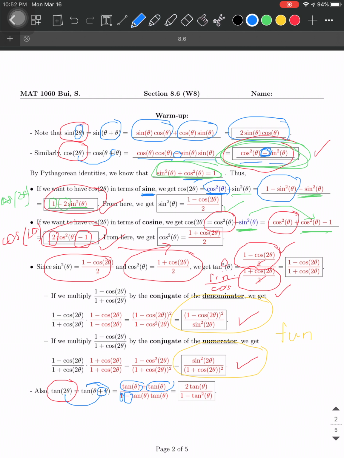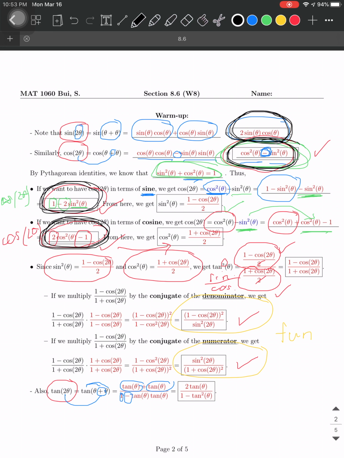So what do you need to memorize from this? First of all, you need to remember that sine of 2 theta equals 2 sine theta cosine theta. Second of all, you need to memorize the 3 formulas of cosine 2 theta. The first one is cosine squared theta minus sine squared theta. The second one is 1 minus 2 sine squared theta. And the last one is 2 cosine squared theta minus 1.